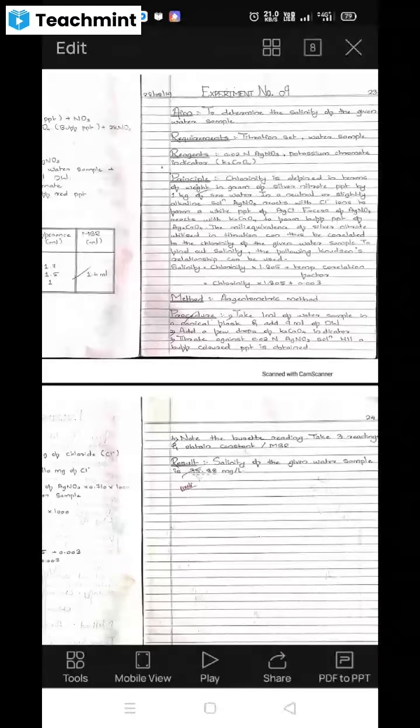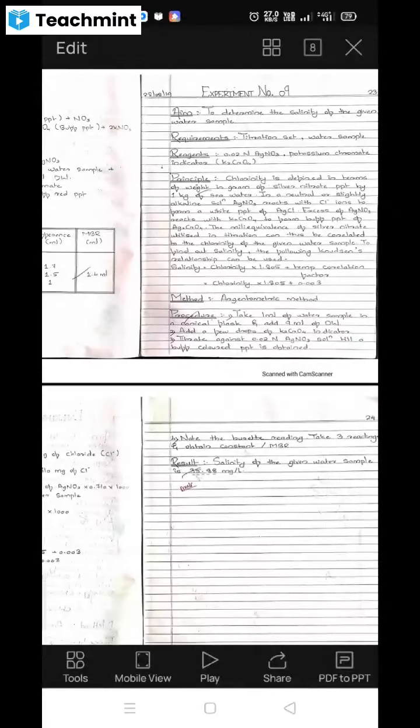So it is proportional to the silver nitrate. Here the silver nitrate can neutralize these water samples. In neutral or alkaline solution, silver nitrate reacts with the chlorine ions to form a white precipitate of AgCl.